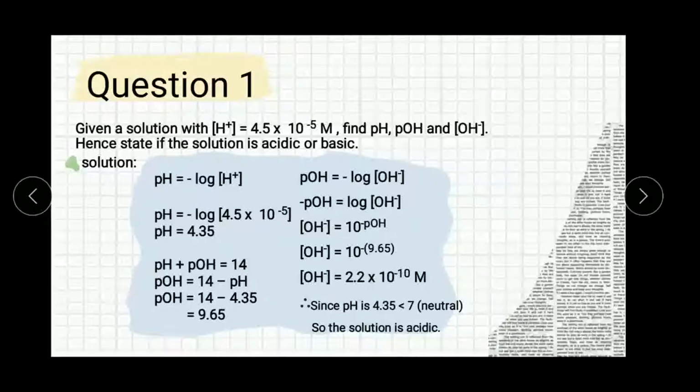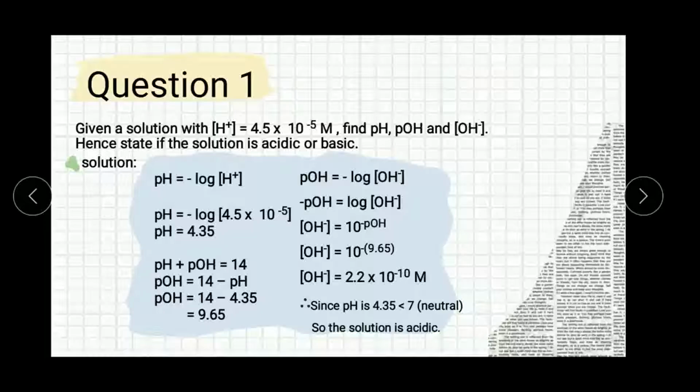I'm going to present you a few examples of questions. Okay, question 1. Given a solution with concentration of hydrogen ion equal to 4.5 times 10 to the power of negative 5 molar, find pH, pOH and the concentration of OH minus. Hence, state if the solution is acidic or basic.